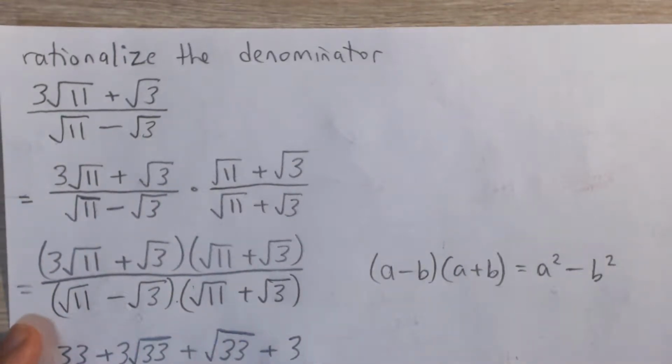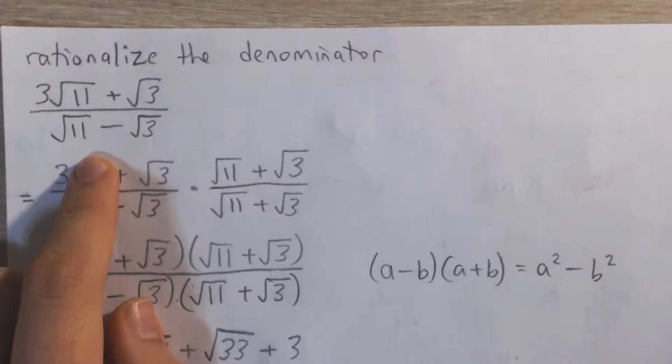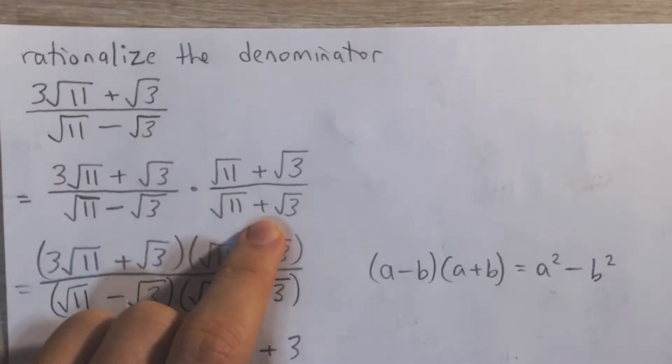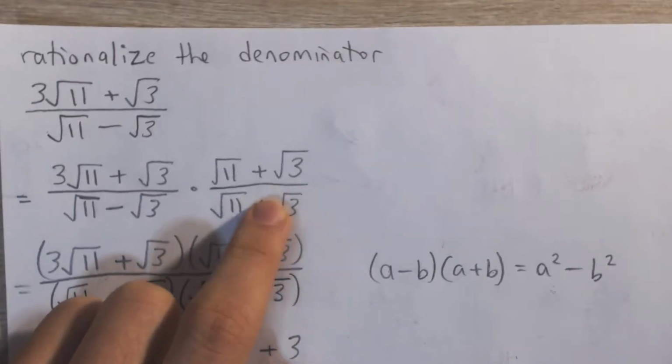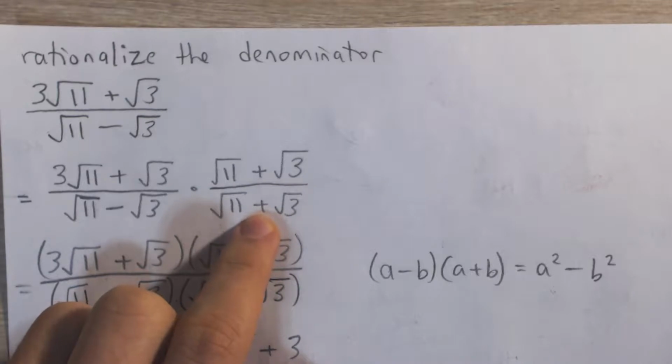And the way we're going to do that is we're going to multiply the denominator by what's called the conjugate, which is just a fancy term for the same thing, but flip the sign in the middle, or the sign of the second term, right? Because the second term is negative root 3 here. Now we multiply by positive root 3.